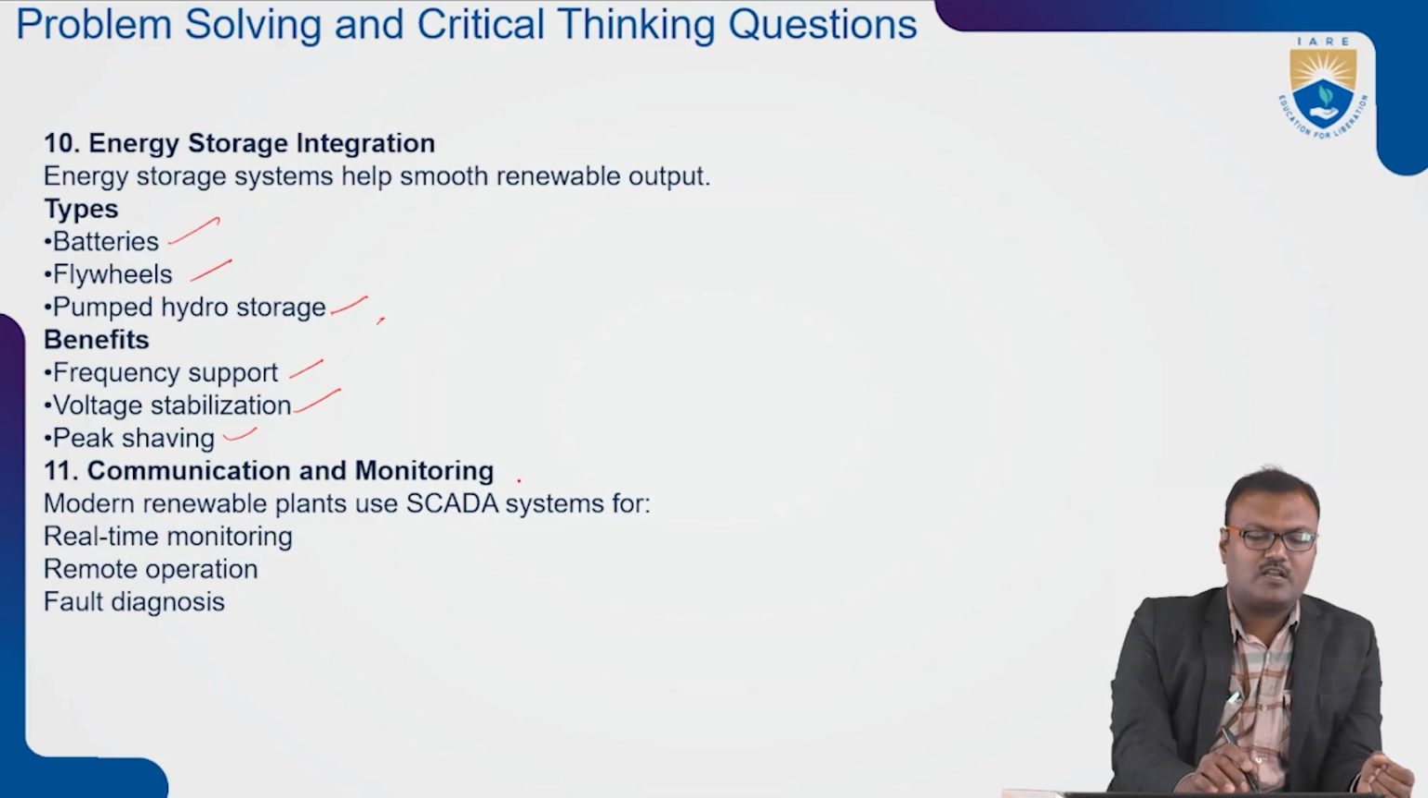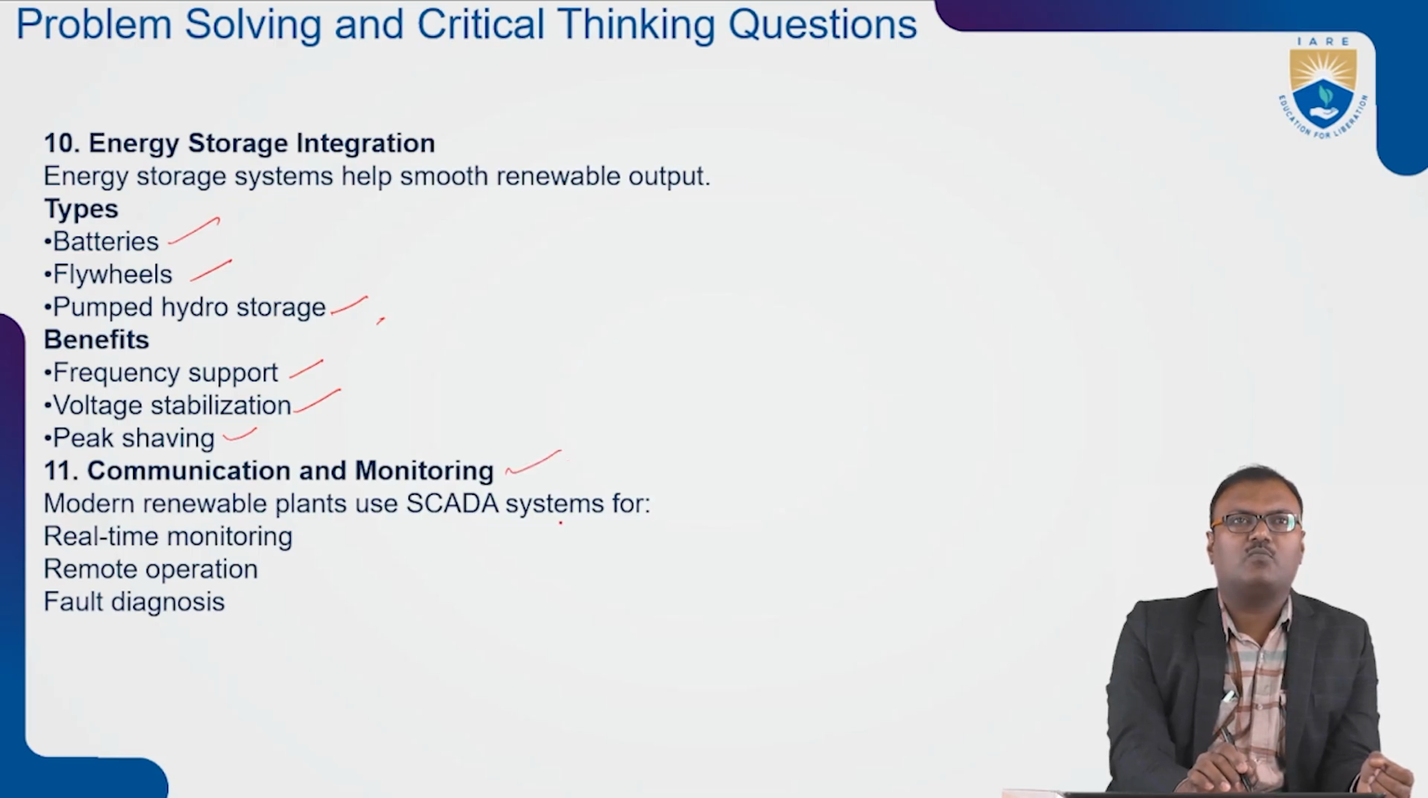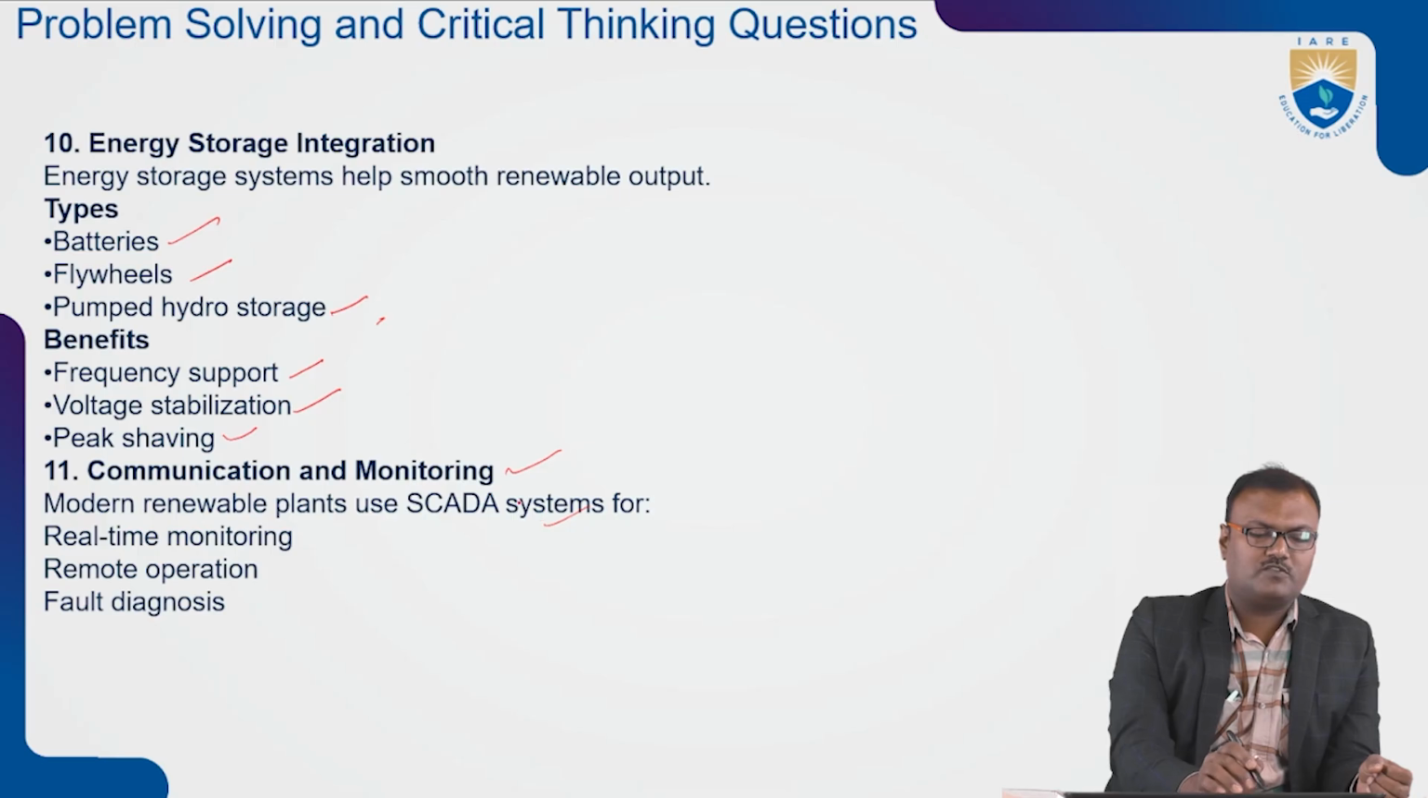And the next one is communication and monitoring. Modern renewable plants use SCADA systems, supervisory control and data acquisition systems. With this, it is possible to have real-time monitoring and remote operation and fault diagnosis.